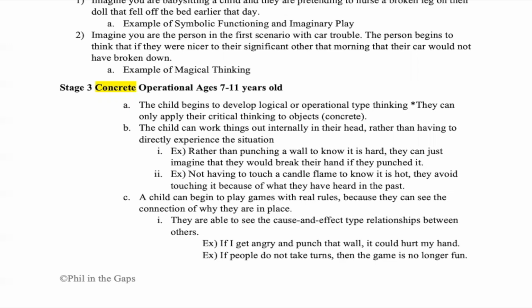A couple of examples to articulate this a little bit further. If I get angry and punch that wall, it could hurt my hand. If I do not take turns, then the game is no longer fun. So they're able to see the cause and effect relationships between others and how if they don't follow the rules, nobody wants to associate with them in any way, shape, or form. So they're more focused on how things work and how they can collaborate with other individuals, versus it's all about me, or I need to experience everything because I don't have experience based on not being able to see other people do it.